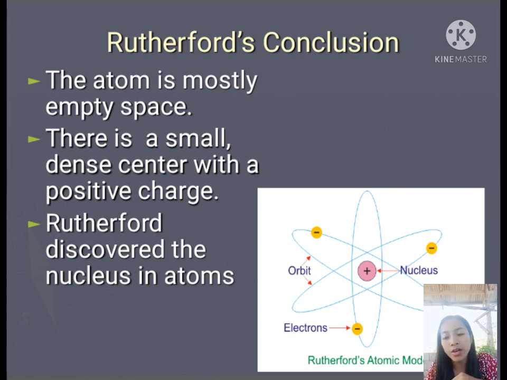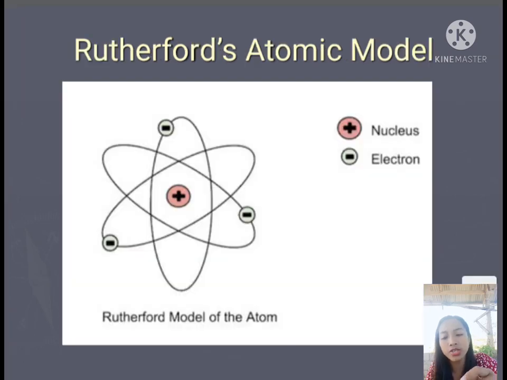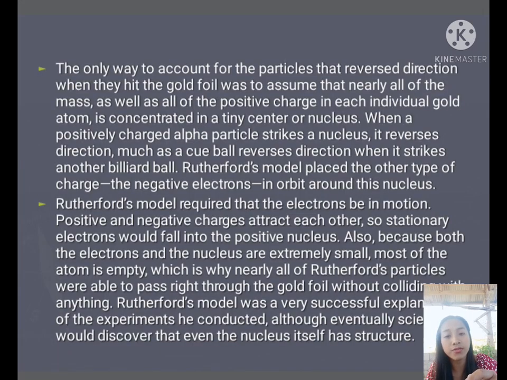So the only way to account for the particles that reverse direction when they hit gold foil was to assume that nearly all of the mass, as well as all the positive charge in each individual gold atom, is concentrated in a tiny center, the nucleus. So when a positively charged alpha particle strikes a nucleus, it reverses direction, much as a cue ball reverses direction when it strikes another billiard ball. So Rutherford's model placed the other type of charge, the negatively charged electrons, in orbit around this nucleus. So that is the explanation of Ernest Rutherford.